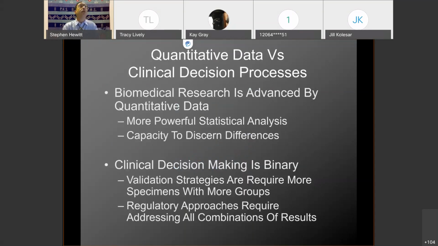As Tracy noted, we're talking about quantitative data and clinical decision-making, which is binary. And one of the challenges is the validations and the regulatory approaches that the FDA uses to address these issues. It obviously gives you statistical power to help you, but you have to learn how to work your way through the system.